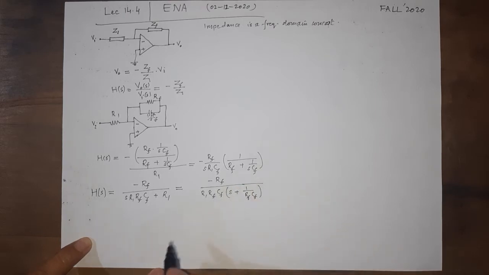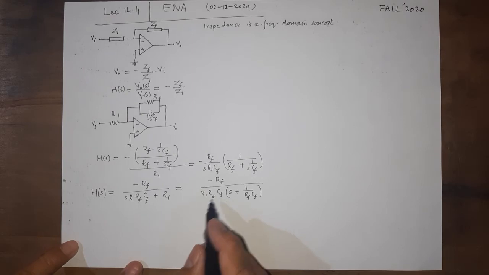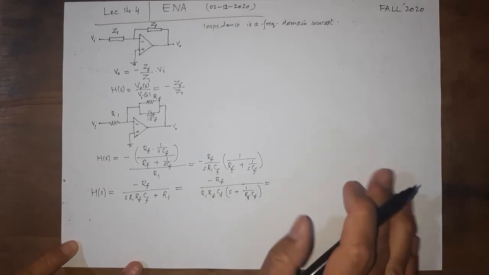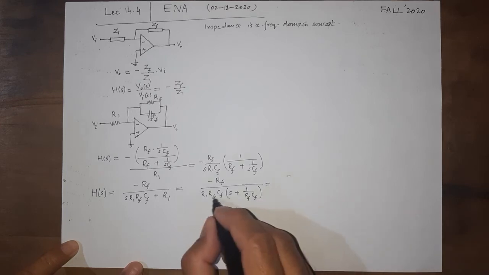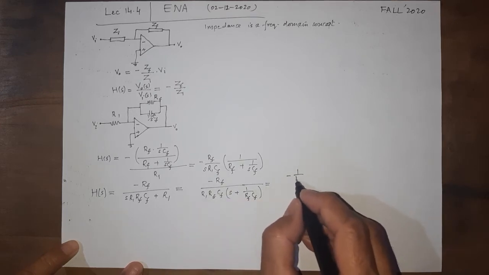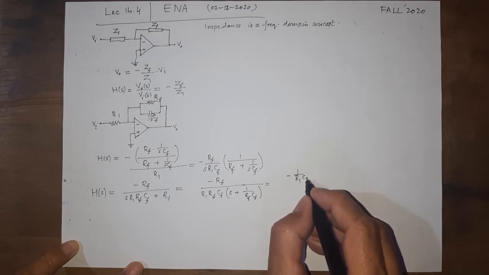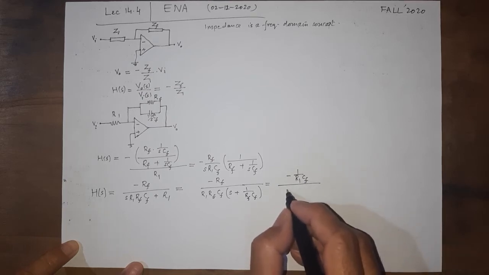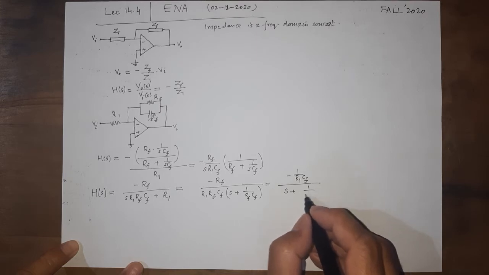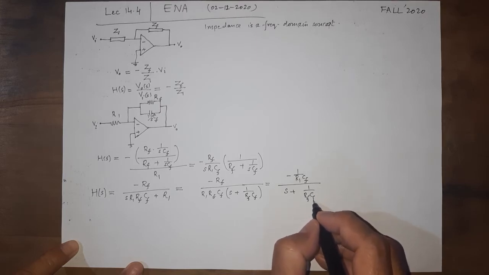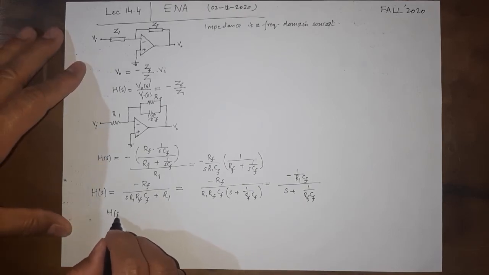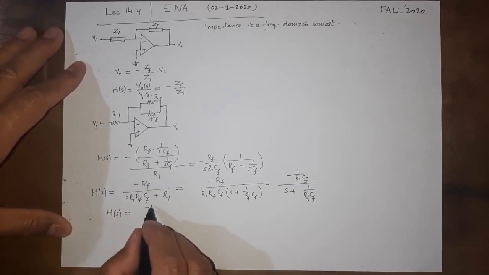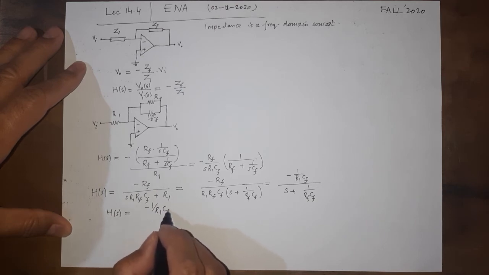This RF can cancel with this RF actually, and we can write this as minus 1 over R1 CF over S plus 1 over RF CF. Now this is a very important relationship, and it is going to help us understand a very important topic.